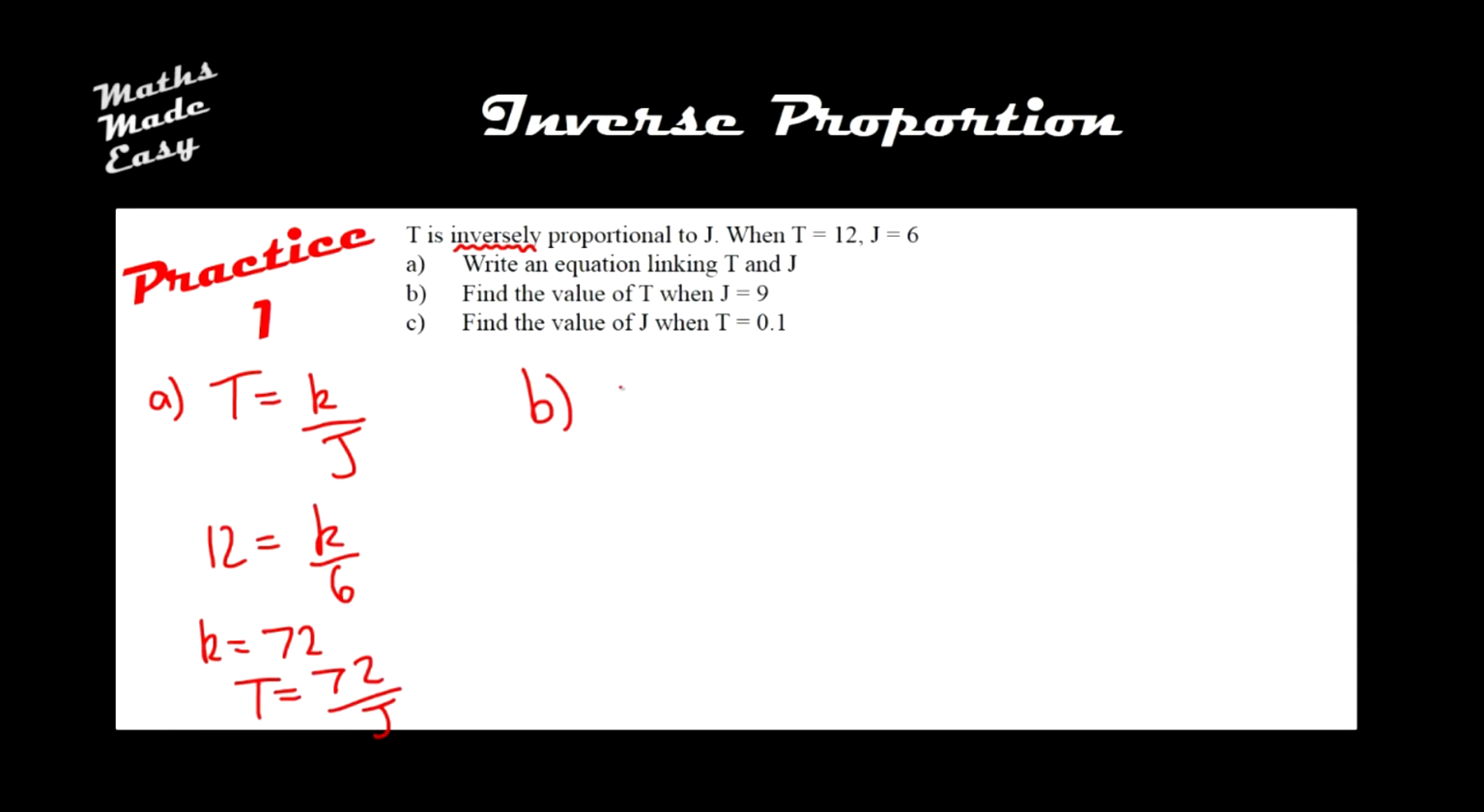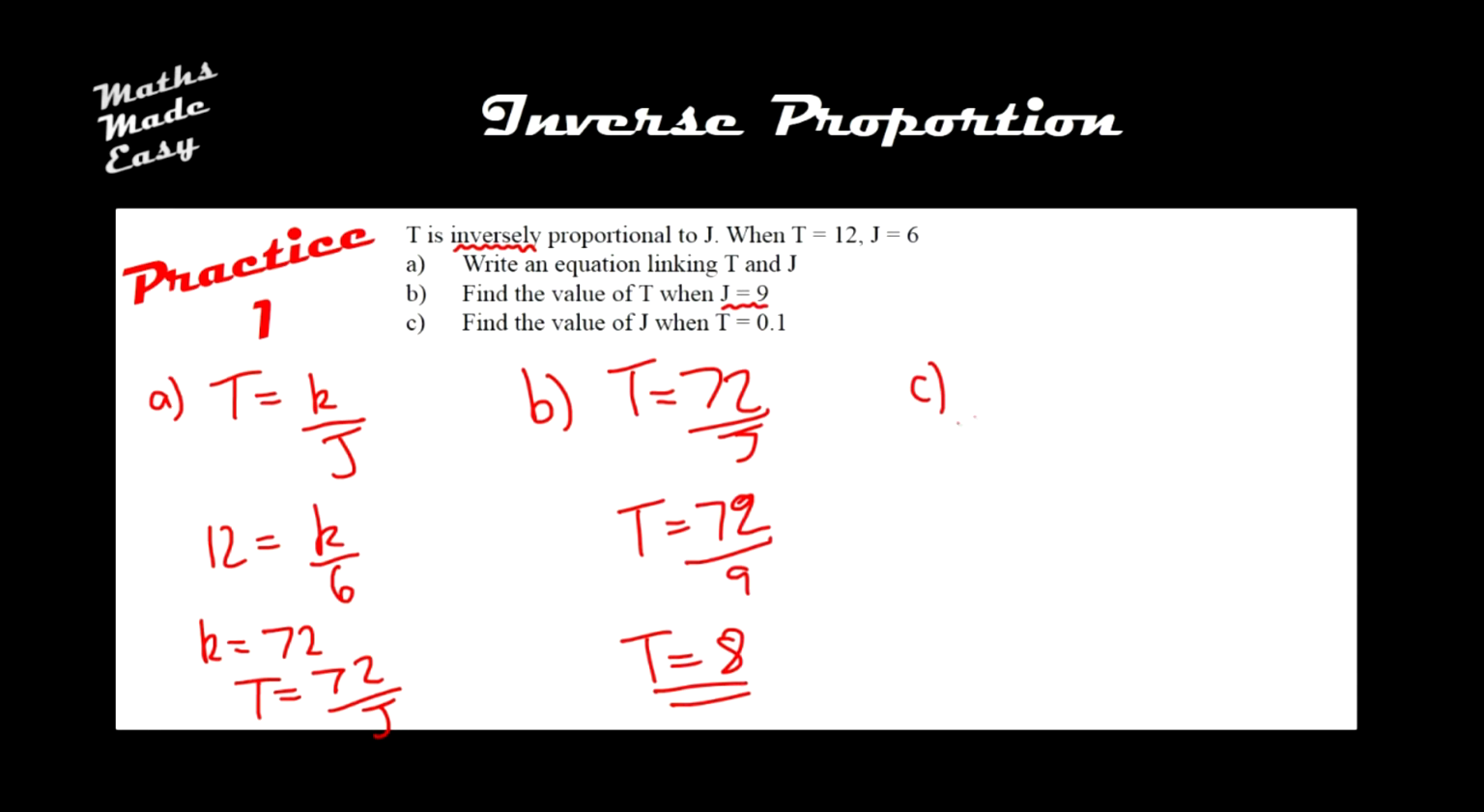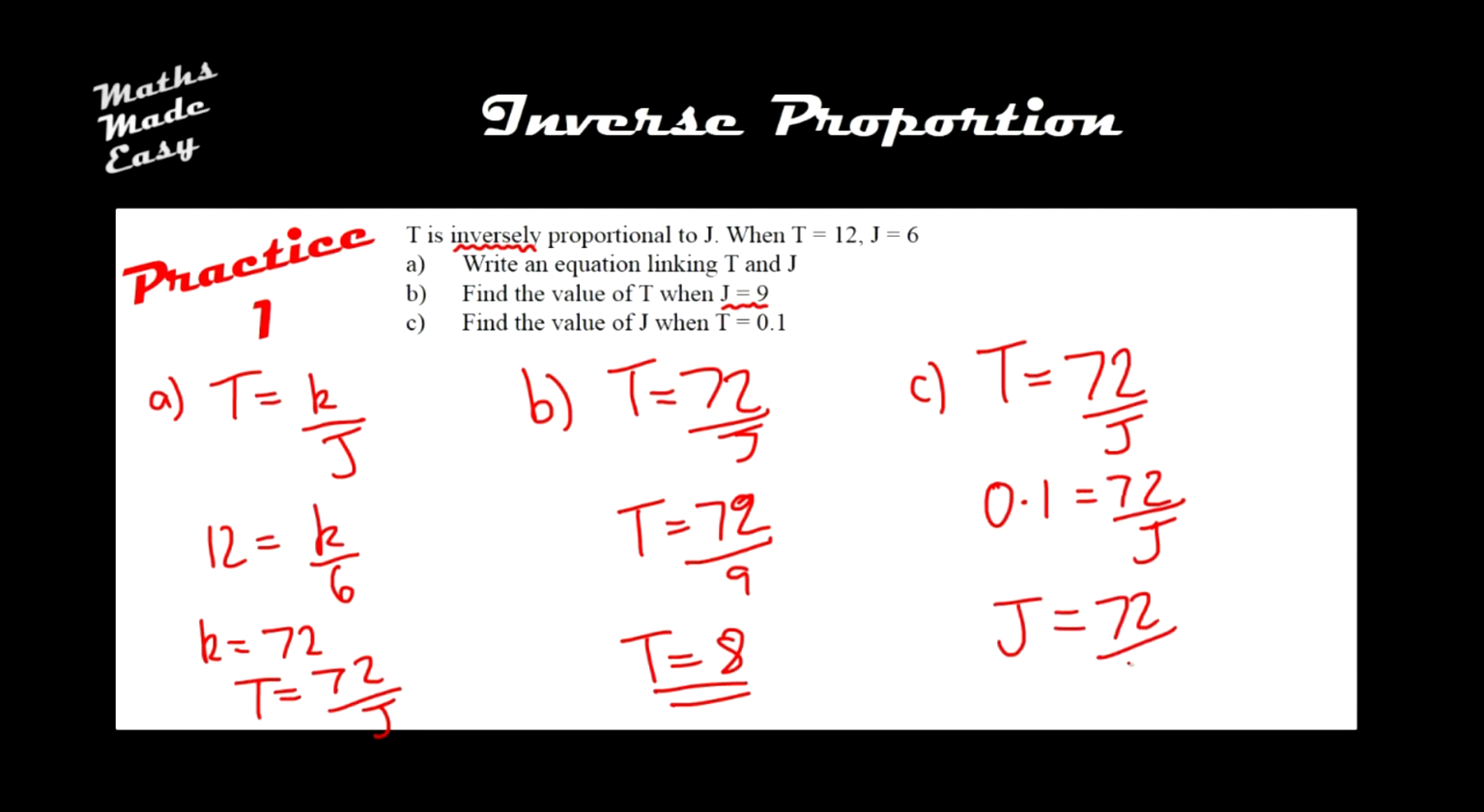For part B, now that we've found our formula, we write the formula out, 72 over J, and then substitute in what we're told. We're told that J is 9, so T equals 72 over 9, in which case T equals 8. For part C, we're told T this time, so T equals 72 over J is the formula. 0.1 equals 72 over J, I've substituted in. I rearrange and I get J equals 72 over 0.1, and therefore J equals, dividing by a tenth is the same as timesing by 10, so I get 720.